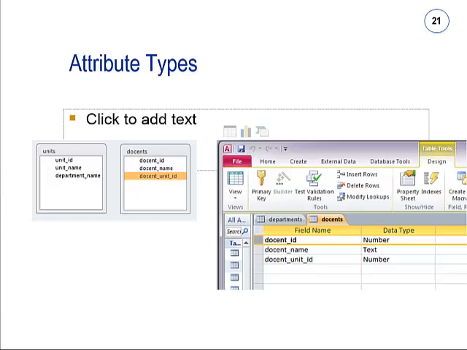Here you can see some attribute types in Microsoft Access. You can see two entity types, units and docents or lecturers. And then to the right, you can see some attribute types such as lecture ID, lecture name, lecture unit ID, which each have a particular data type such as number, text, and number.